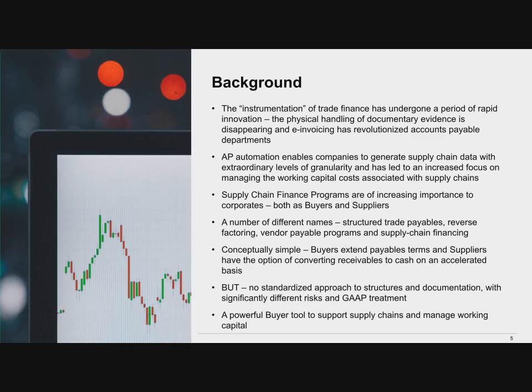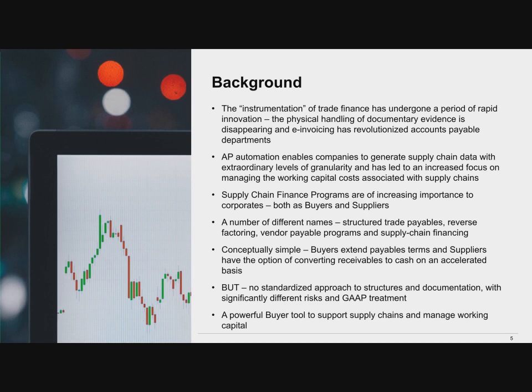Now, these programs go by a number of different names. Some call them structured trade payables. They're known as reverse factoring, vendor payable programs, and the term that I'll use more often than not today, which is supply chain financing. Now, they're conceptually very simple.